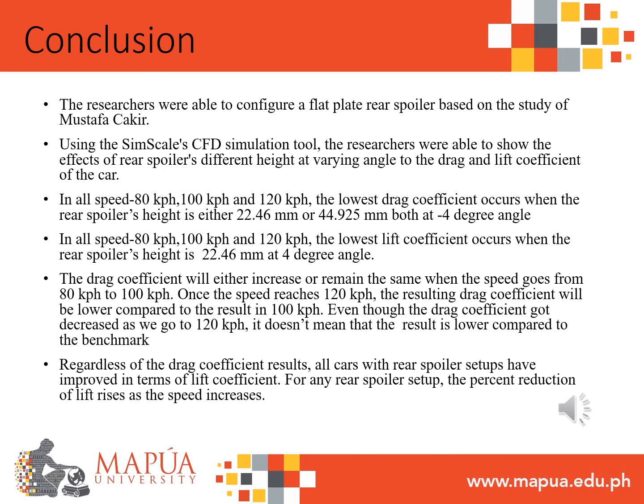In all speeds, 80 kph, 100 kph, and 120 kph, the lowest drag coefficient occurs when the rear spoiler's height is either 22.46 mm or 44.925 mm, both at -4 degree angle. In all speeds, from 80 kph to 120 kph, the lowest lift coefficient occurs when the rear spoiler's height is 22.46 mm at +4 degree angle.